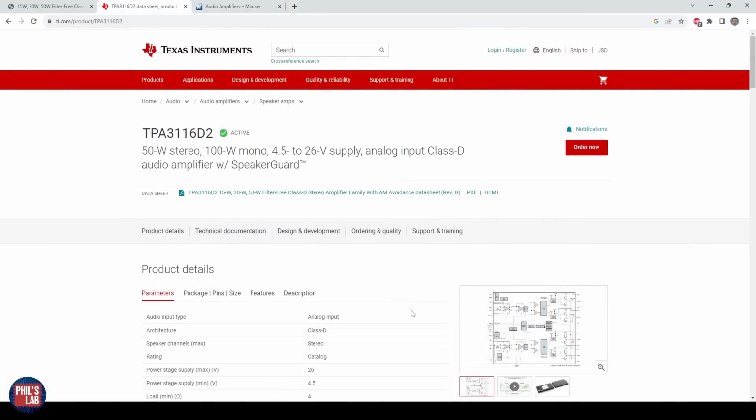In my particular case, I went with a Texas Instruments part, this TPA3116D2, which is available in many different power ratings, 15 watts, 30 watts, 50 watts, and this is per channel, or you can bridge the channels to give you double that for a mono system. In my case, just because I don't need particularly high power for my application, which is a guitar amplifier, I just went with the 15 watt version, so 2 times 15 watts, left and right channel.